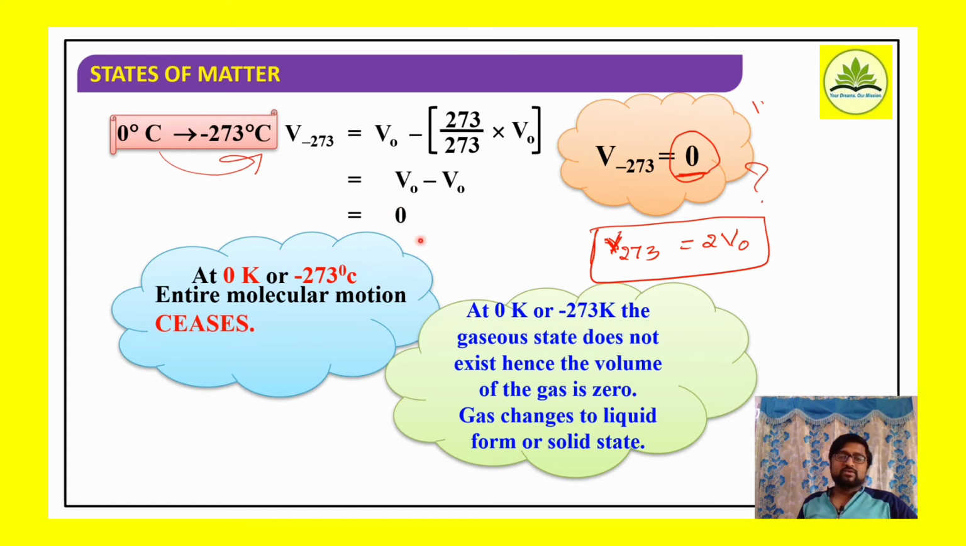Practically there are no gaseous molecules, therefore its volume will be 0. What happened at this temperature? All the gaseous molecules change to either a liquid or a solid state. So remember these two: V at 273 degrees Celsius will be 2 times the initial volume, and V at minus 273 will be equal to 0.